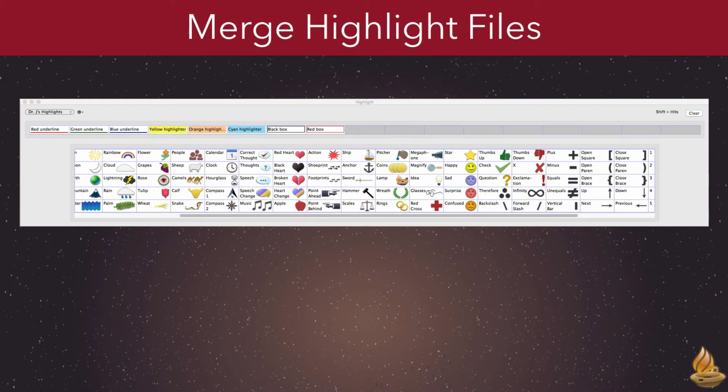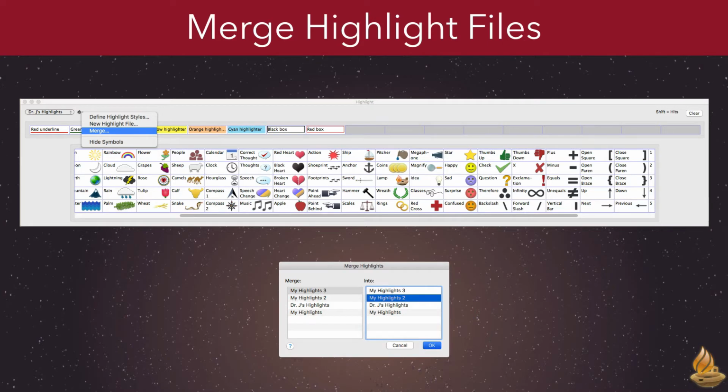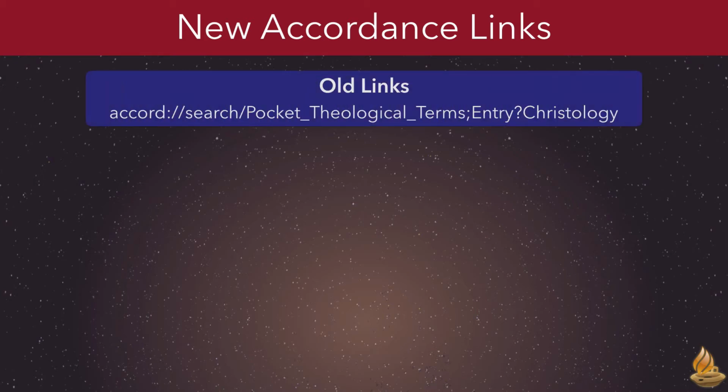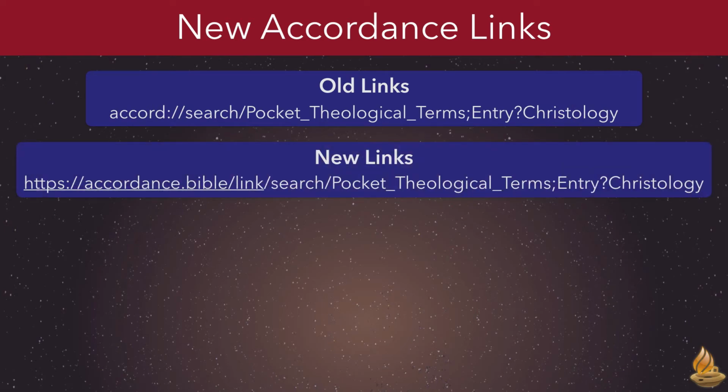Another feature in Accordance 12.2 is the ability to merge highlight files. Simply open Highlights, select Merge from the Action menu, then select the highlight files you'd like to merge. Accordance 12.2 also features a new style of Accordance links. The old links look like this. The new links have a different prefix and several advantages.